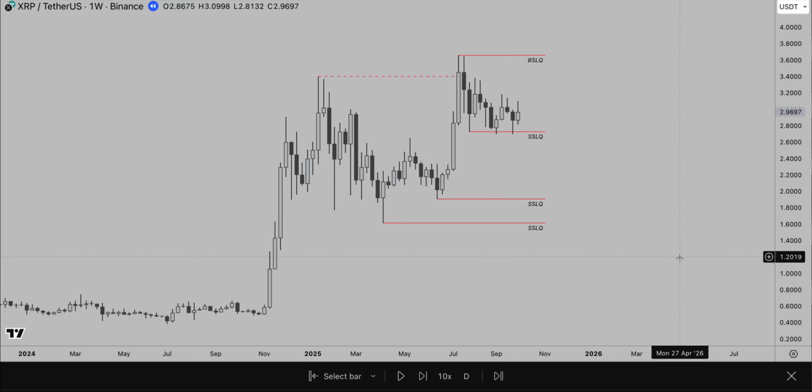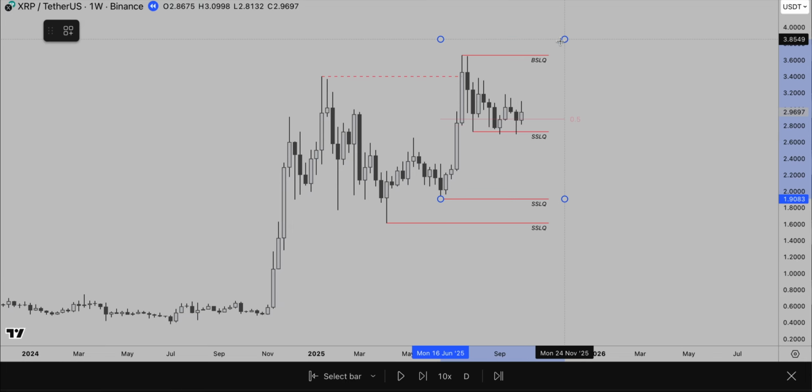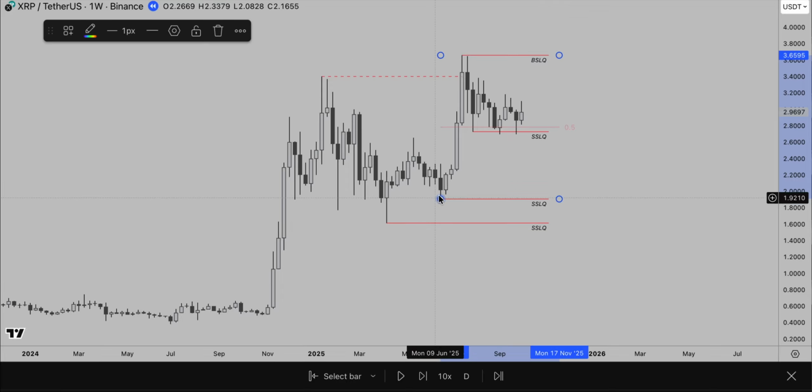The way that I normally do this is I put on the buy side and the sell side liquidity, and then I put in our dealing range. So we know that we're within this dealing range from this swing low to this swing high. Essentially, when we're in the premium side, which is anything above 0.5, we want to short. And anything in the discount side, which is below 0.5, we want to take long positions.